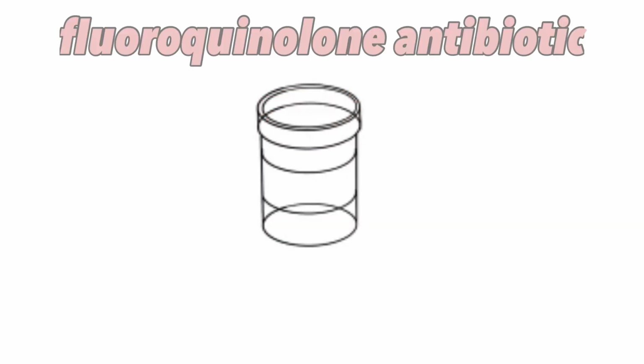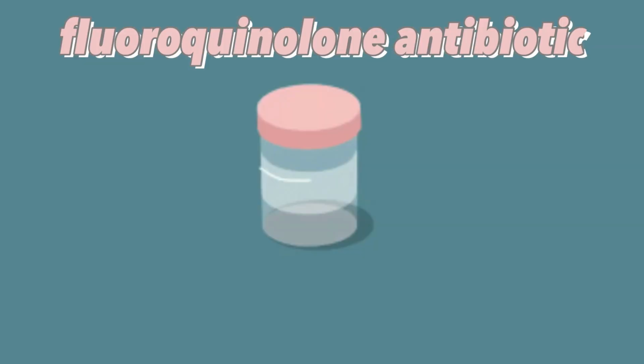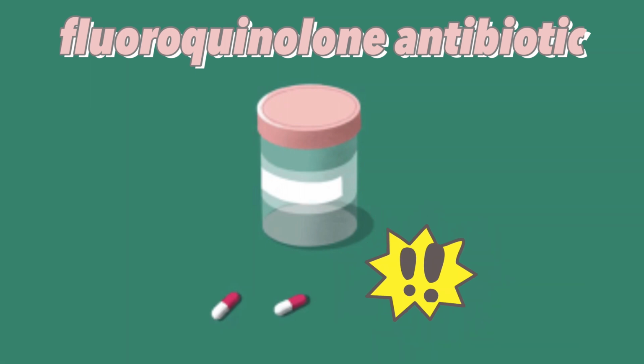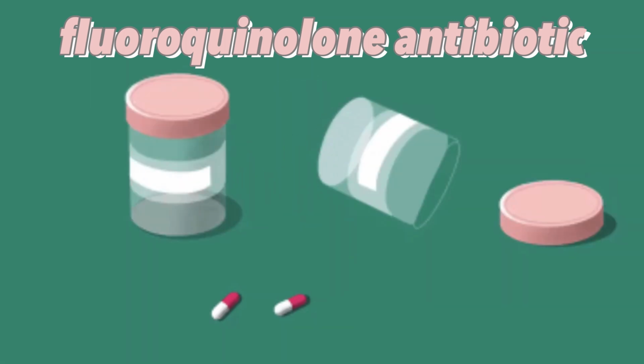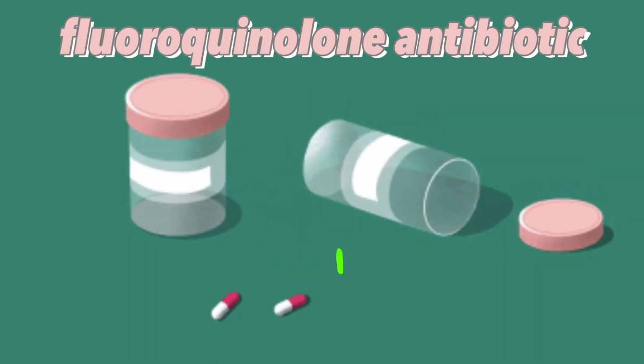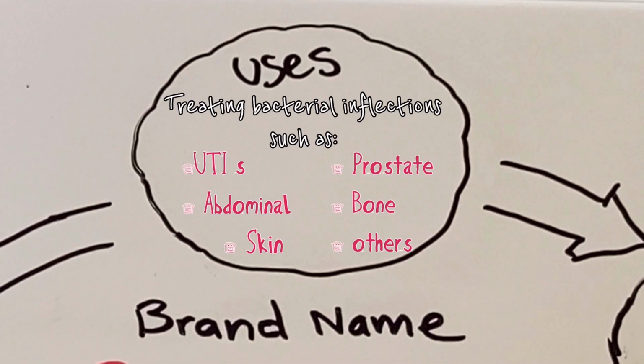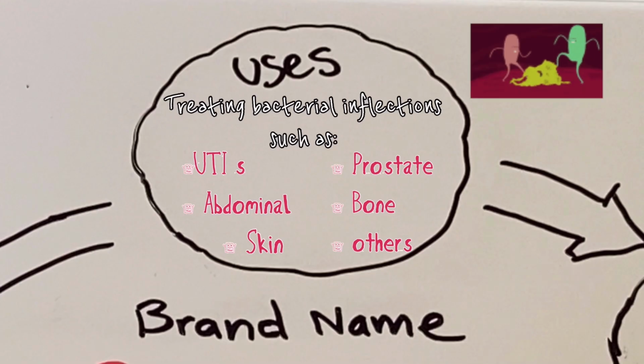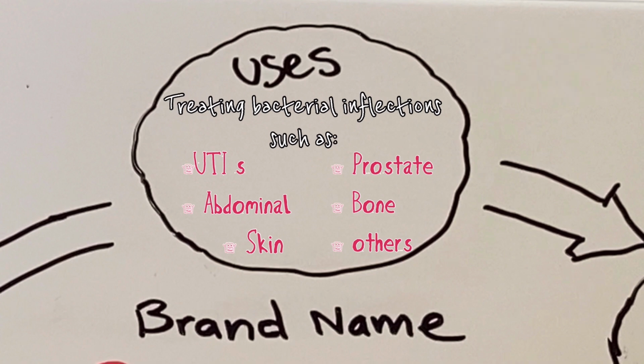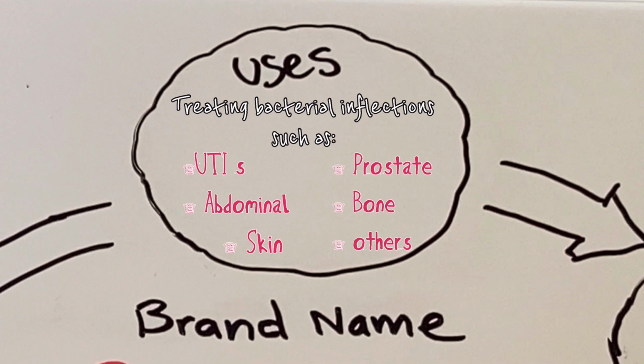So first, let's talk about its uses. Cipro is a broad-spectrum fluoroquinolone. I believe that's how you say it. Fluoroquinolone antibiotic, which is a class of antibiotics that fights bacteria in the body. So it is used to treat several different types of bacterial infections caused by many different types of bacteria. It directly kills the bacteria that causes infections in the urinary tract, abdomen, skin, prostate, and bone, as well as other types of infections by blocking enzymes that are needed for the bacteria to survive.